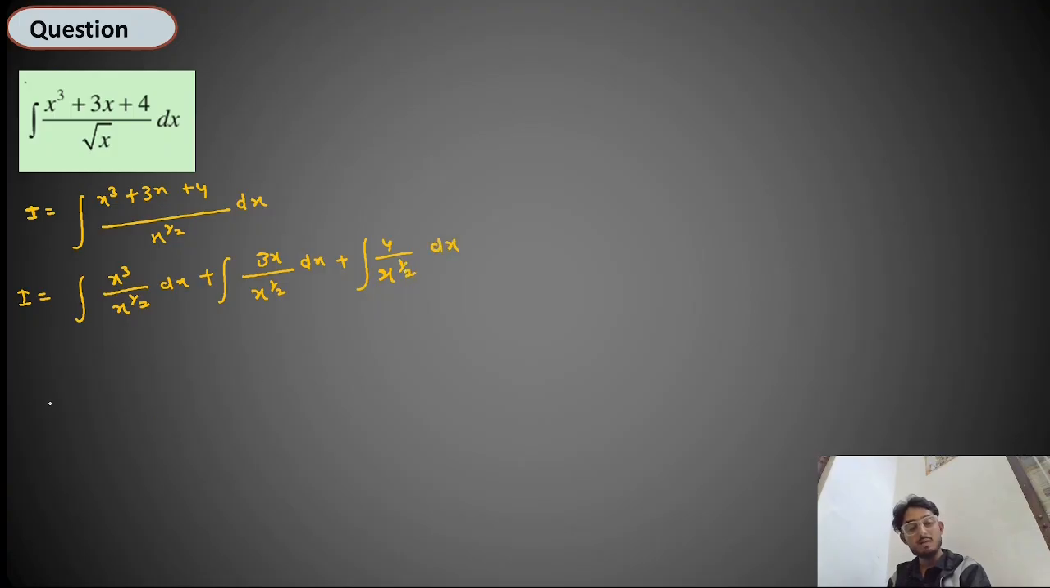dx. I equals, you can cancel out this term, which means you can use the power rule here. And what is the power rule? Here is x raised to power 3, here is x raised to power 1 by 2, one in the numerator and the second in the denominator. So here we use the divide method, and in the divide method, when the bases are the same, we subtract the powers. So we get x to the power 3 minus 1 by 2 dx, plus 3, and when you subtract 1 and 1 by 2, you get 1 by 2, dx, plus 4 x to the power minus 1 by 2 dx.